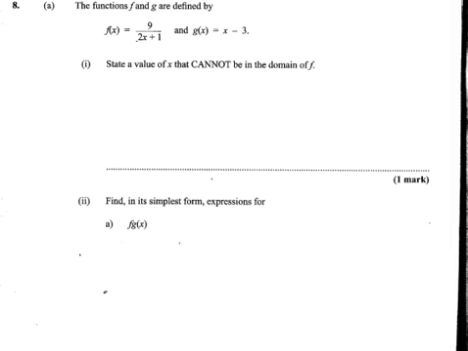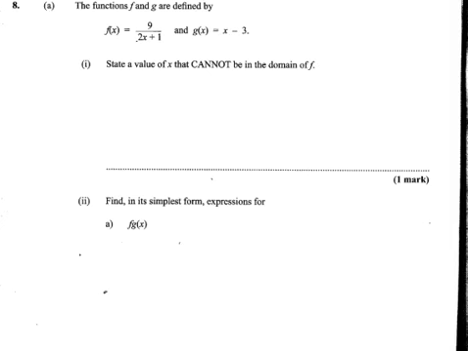All right, this is June 2019, question number 8. And 8a says the functions f and g are defined by f of x is equal to 9 over 2x plus 1, and g of x is equal to x minus 3. It is asking us to state the value of x that cannot be in the domain of f.